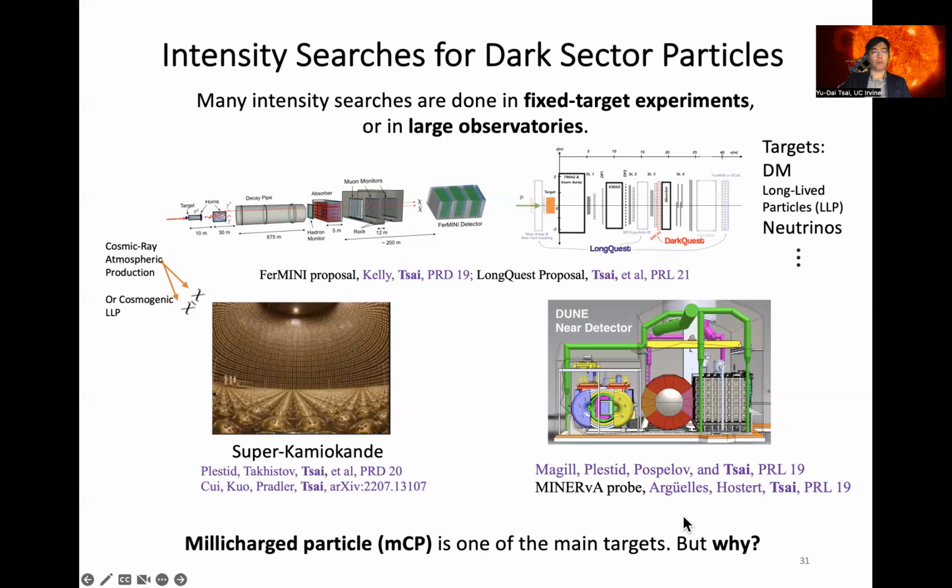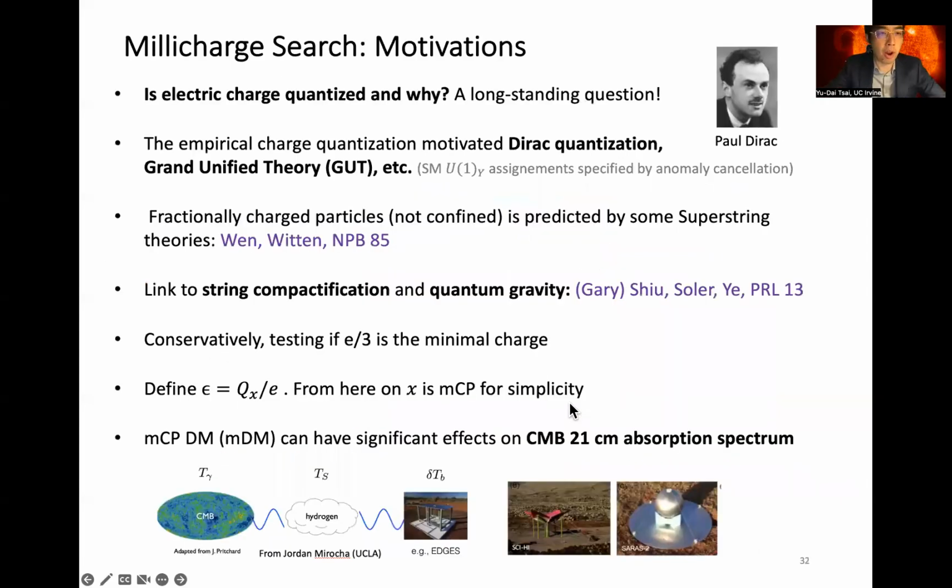So millicharge particles have always been one of the main targets for me, but why? The answer is that millicharge particles are a study of electric charge quantization, which has been a long-standing question since Paul Dirac. The empirical charge quantization, of course, motivated Dirac quantization and grand unified theories, and fractionally charged particles are also predicted by some string theories. Xiao-Gang Wen and Edward Witten wrote a paper in '85, and he actually did an interview, which you can find on YouTube, saying that fractionally charged particles are one of the major signatures of superstring theory.